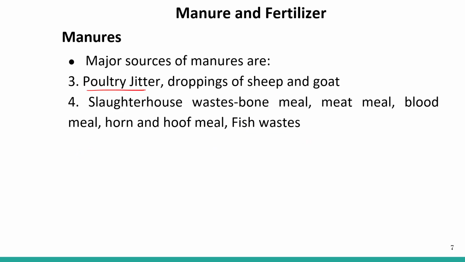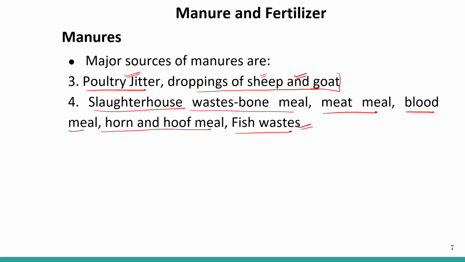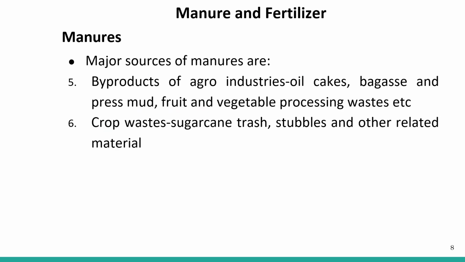Poultry litter, droppings of sheep and goat, okay, so whatever the waste from the sheep and goat and also the poultry farm. Slaughterhouse waste, bone meal, meat meal, blood meal, horn and hoof meal and fish waste can also be converted into manure.